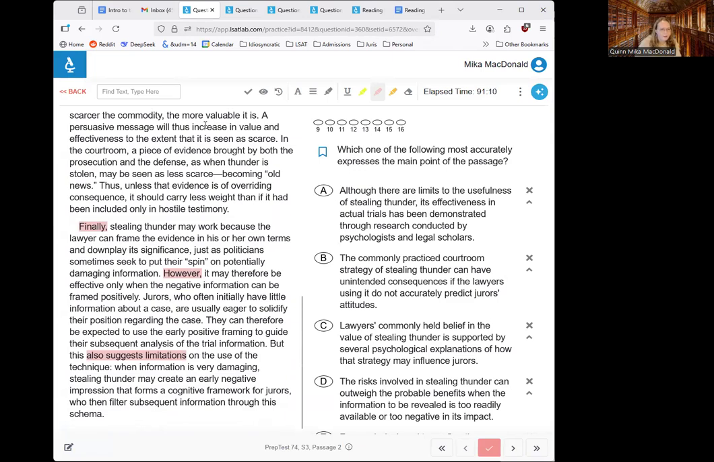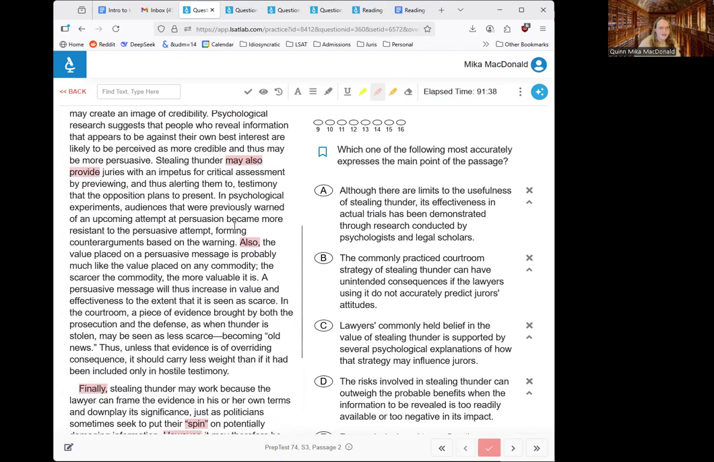Let's jump back over. We'll look at the last paragraph here. So our author actually ends up continuing this list, which is a little odd, and tells us that finally it can work because we can frame it in our own terms and we can use this word spin, right? That's what this little term that comes in is.